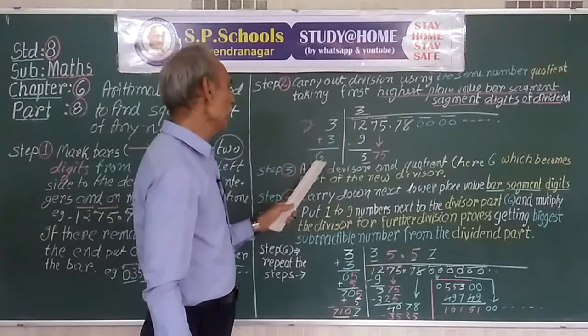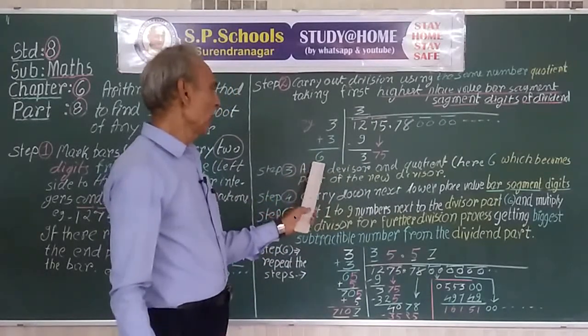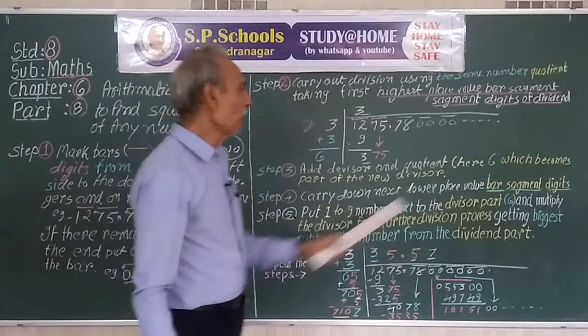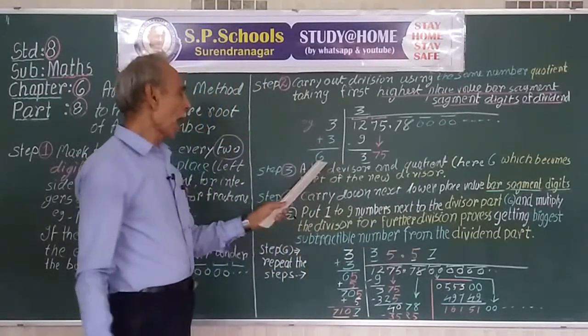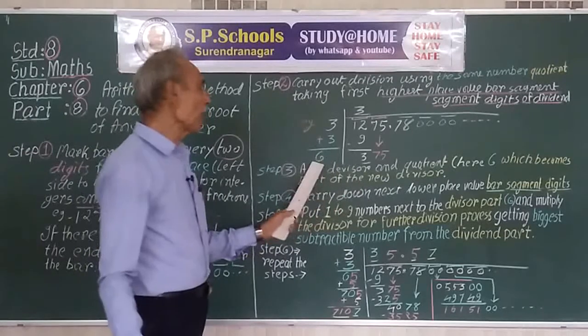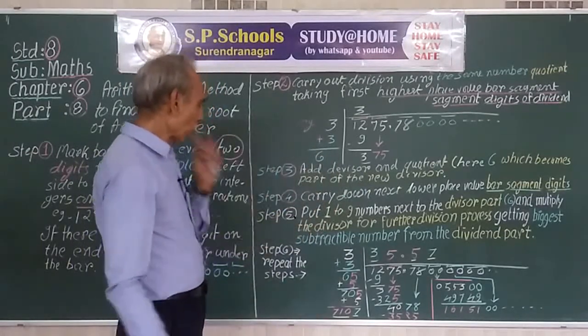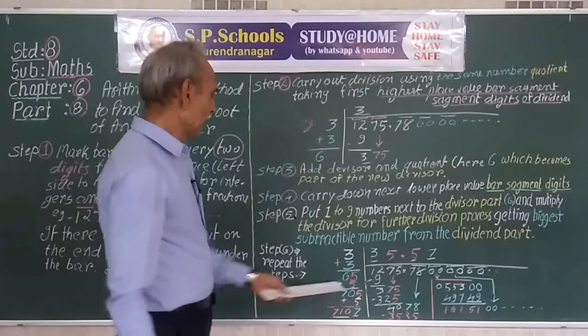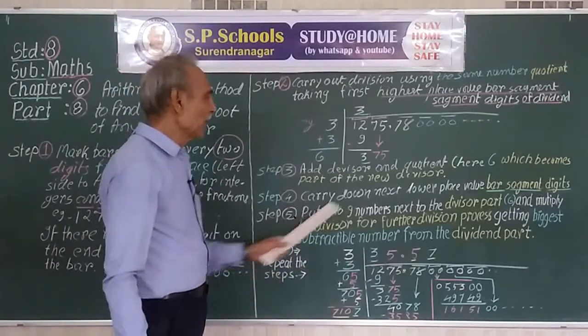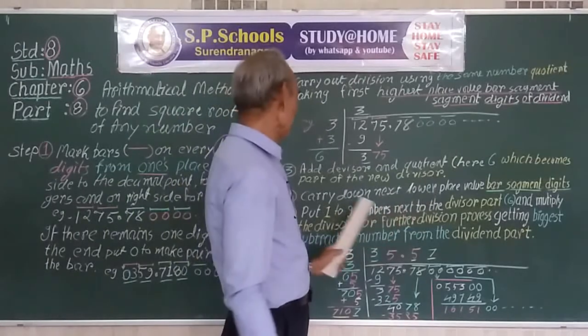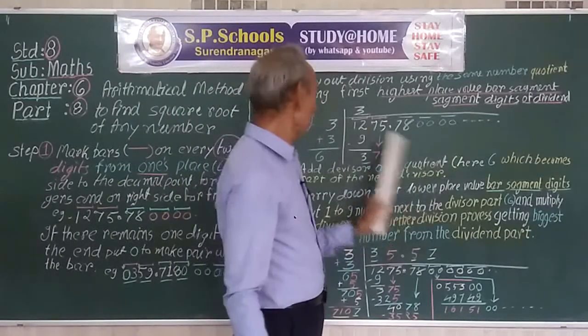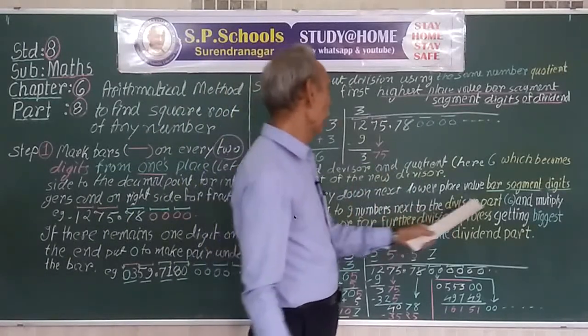Add 3 to 3, that is 6, doubling it. Here 6, which becomes the first part of the new divisor. Now we have got 6 here. Carry down the next bar segment.